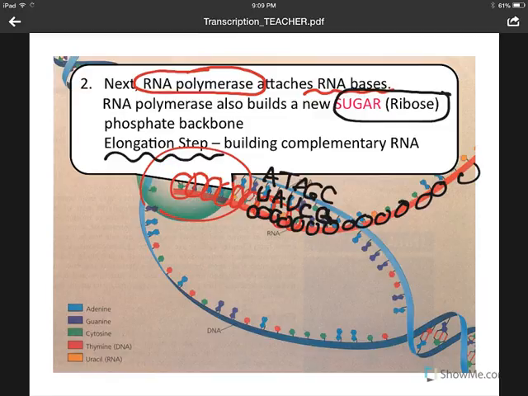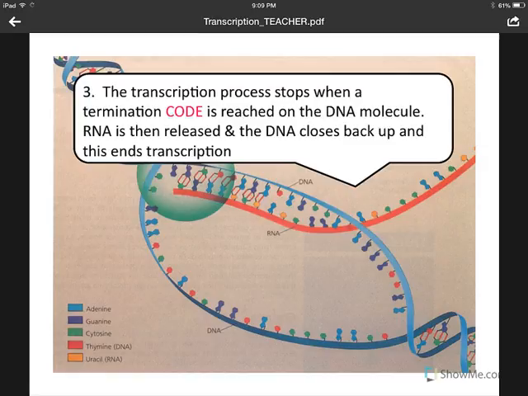We call this the elongation step. In other words, the fact that I'm adding on my RNA nucleotides, building the complementary RNA, is called the elongation step. To elongate means to make longer. So remember, we're only transcribing a small section of the DNA for the one protein or one trait that we're looking at. This process of transcription is going to stop when it reaches a termination code, wherever that ends up being on our sequence.